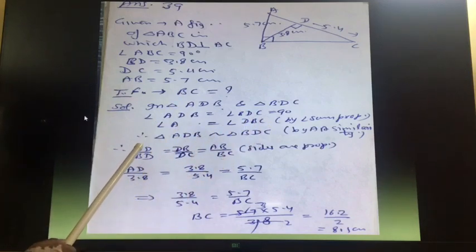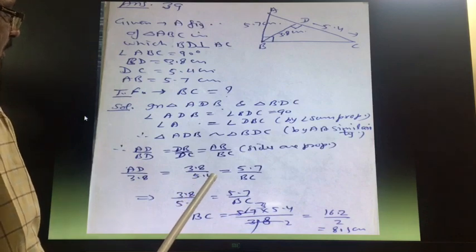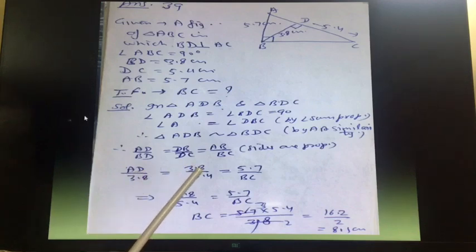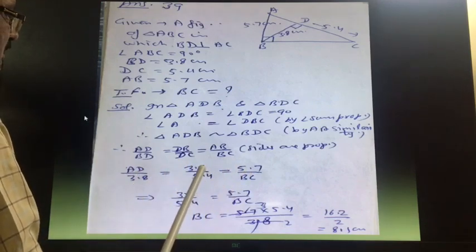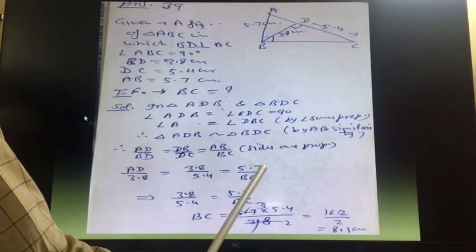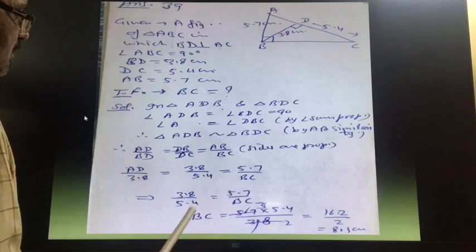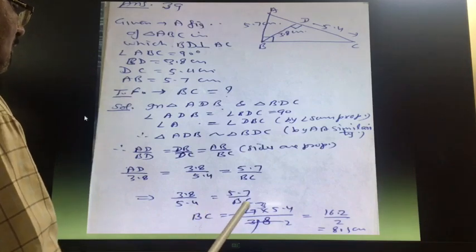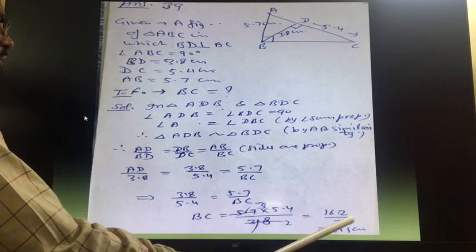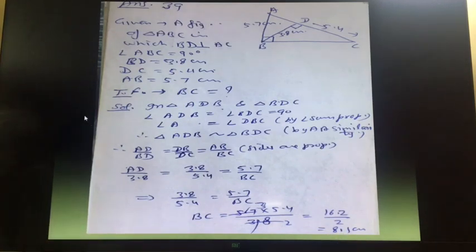Right? Now substitute the value. AD upon BD is equal to 3.8, DB is equal to 3.8 upon DC 5.4, AB is equal to 5.7 upon BC. Now one time these two equal, this will give you AD, and second time these two equal, this will give you BC. But in this case we want to find out BC, so we will take these two equal, and from this you will get 3.8 upon 5.4 is equal to 5.7 upon BC, and after simplification we will get BC is equal to 5.7 into 5.4 upon 3.8, and after simplification we will get 16.2 upon 2, and this is equal to 8.1. So BC is equal to 8.1 centimeter.